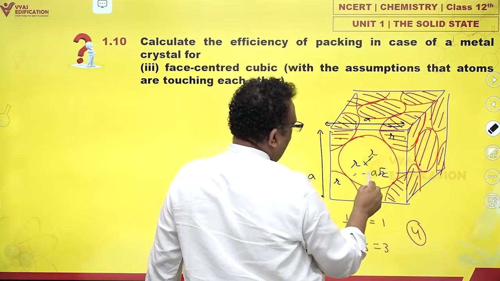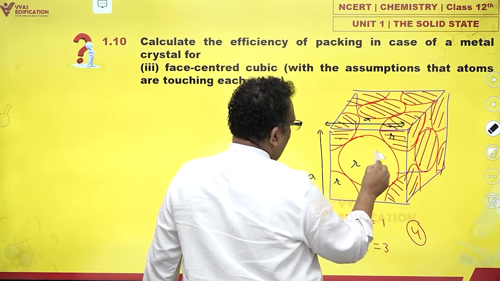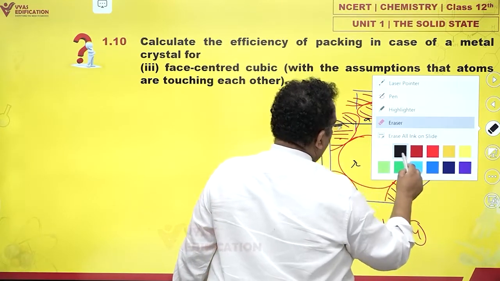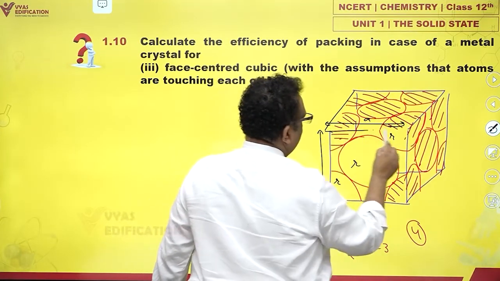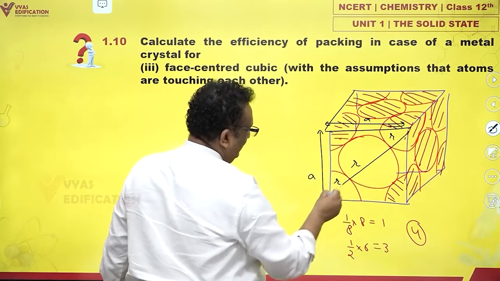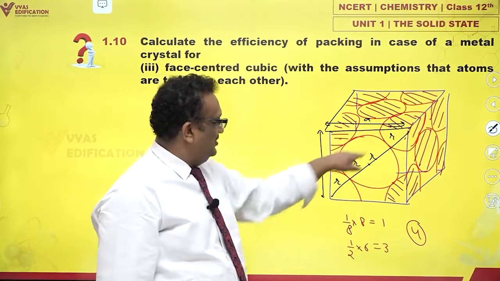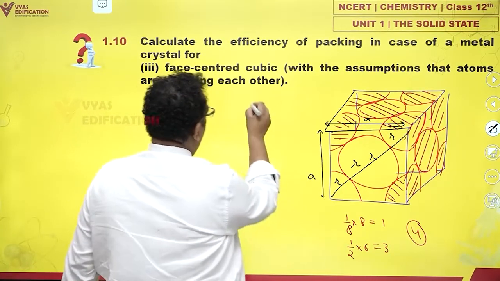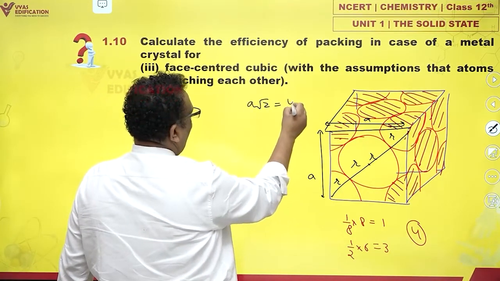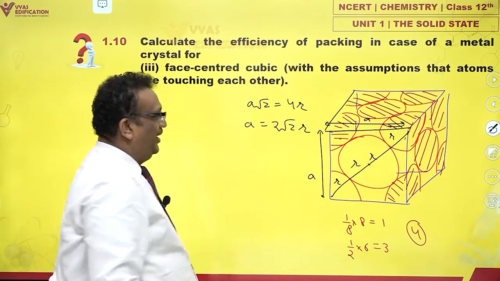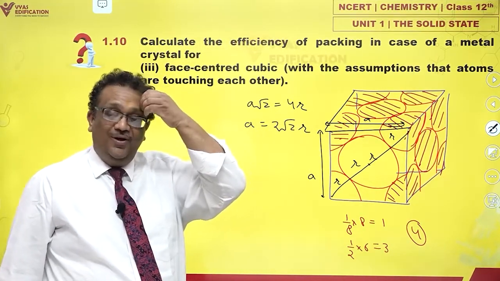If it is vague to you, I'll just make this cleaner for you. I'm just removing the dirt so that your life becomes easier. Now can you see this? A, this is A root 2. So A root 2 is 4R, or A is 2 root 2R.